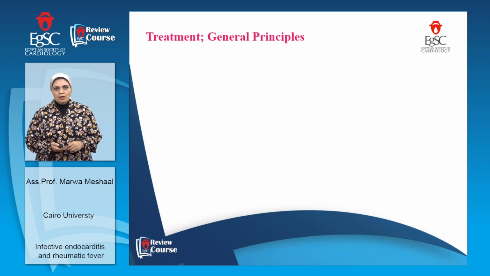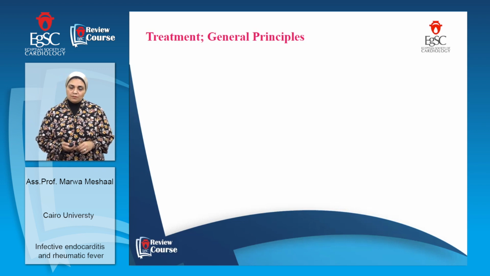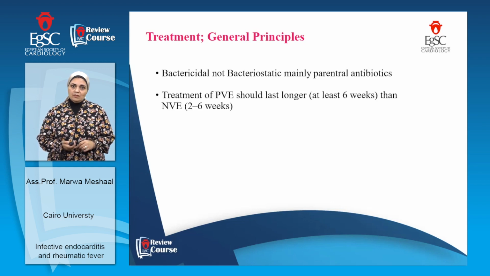How are we going to treat infective endocarditis? These are just general principles on the management and treatment of infective endocarditis. We use bactericidal and not bacteriostatic drugs, in most of the cases, and mainly parenteral, not oral, antibiotics. Treatment is prolonged, and for prosthetic valve endocarditis, it should be longer than the native. In infective endocarditis on prosthesis, we adopt at least 6 weeks. In native valve infective endocarditis, sometimes, for uncomplicated cases, you can shorten the treatment to 2 weeks.